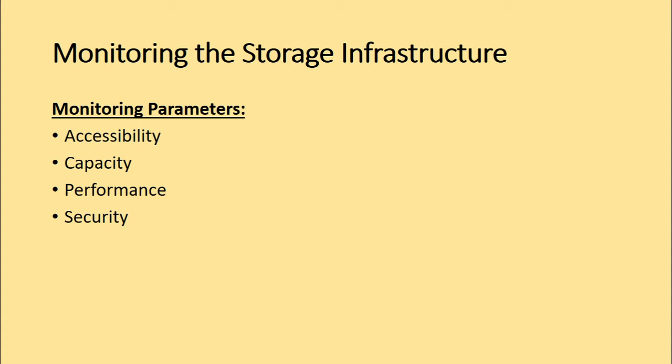Now let us see what we mean by capacity monitoring. What is capacity? Capacity refers to the amount of storage infrastructure resources that are available. Examples of capacity monitoring include examining the free space available on a file system or a RAID group, the mailbox quota allotted to the users, or the number of ports available on a switch. All these come under capacity monitoring.